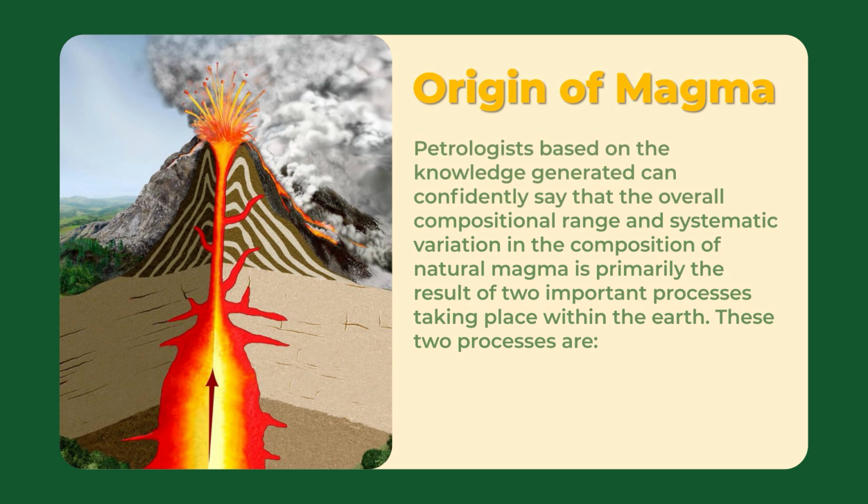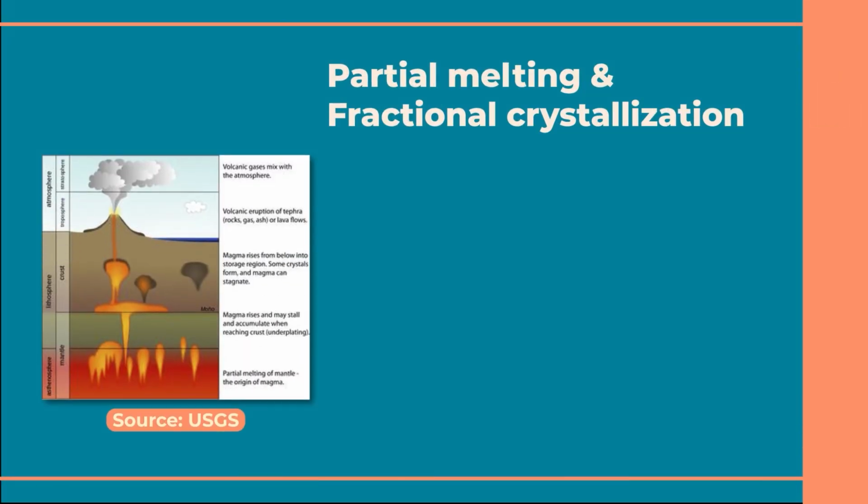The petrologists, based on the knowledge that has been generated, confidently say that the overall compositional range and systematic variation in composition of natural magma is primarily the result of two important processes that take place within the earth. These two processes are partial melting and fractional crystallization. So, what are partial melting and fractional crystallization?